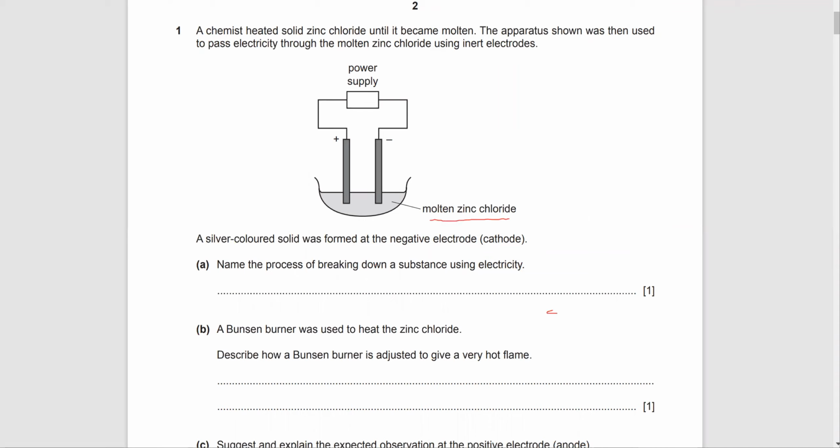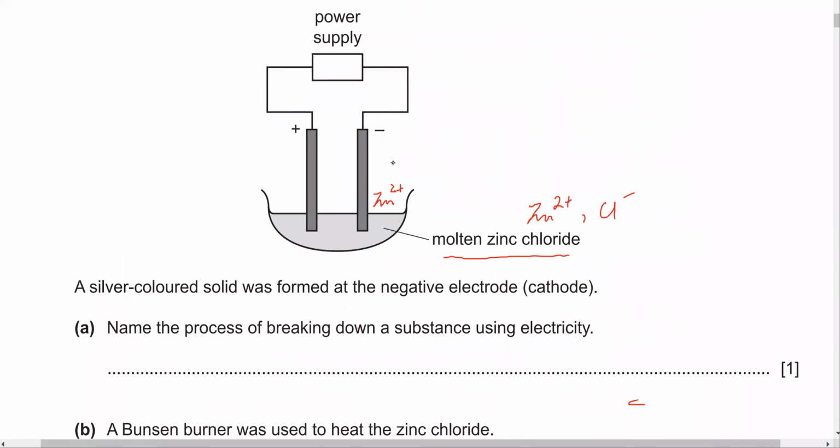So what are the two ions that are present in zinc chloride? Molten, it's Zn2+, right? And the other one is Cl-. Now in molten state there is no water. So the positive ion is going to get attracted to the negative cathode. So in the molten mixture, the Zn2+ is going to get attracted to the negative, and the Cl- is going to get attracted to the positive.